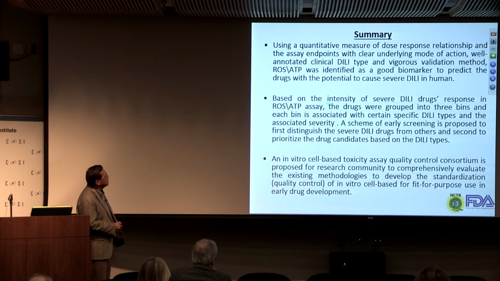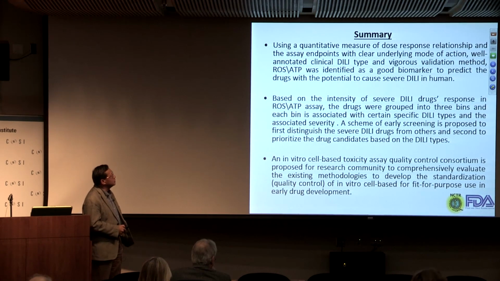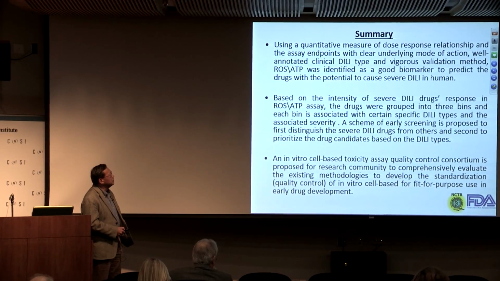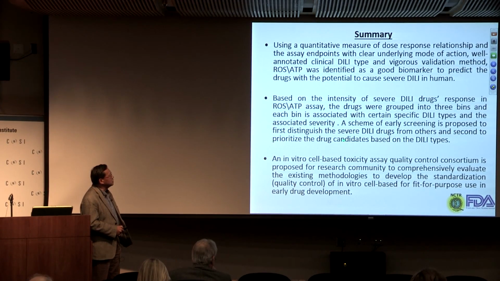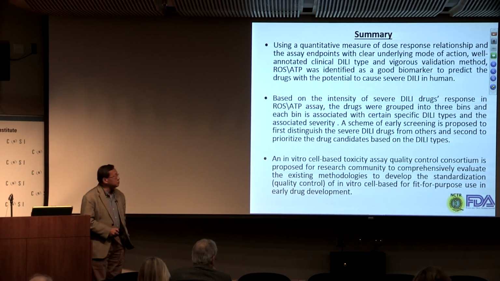Based on the intensity of severe delay drugs' response in the ROS-ATP assay, the drugs were grouped into three bins, and each bin is associated with specific data types and associated severity. So the scheme of early screening is proposed to first distinguish the severe delay drugs from the other drugs, and second to prioritize the drug candidates based on the data type.